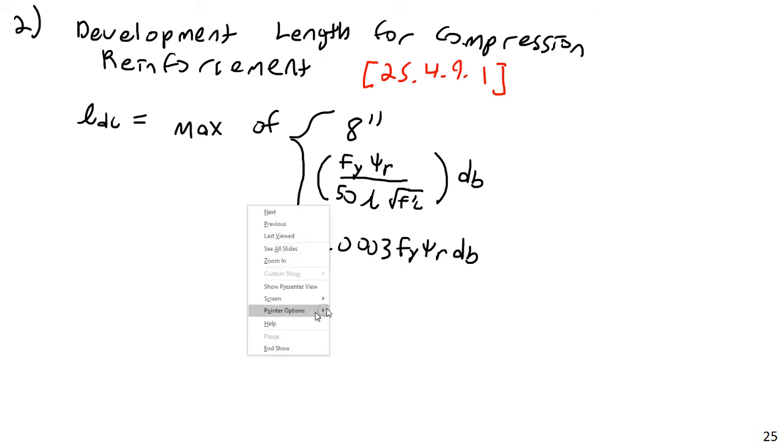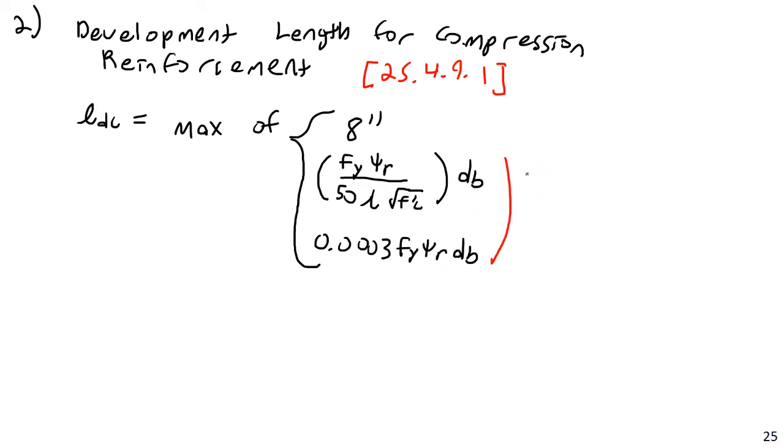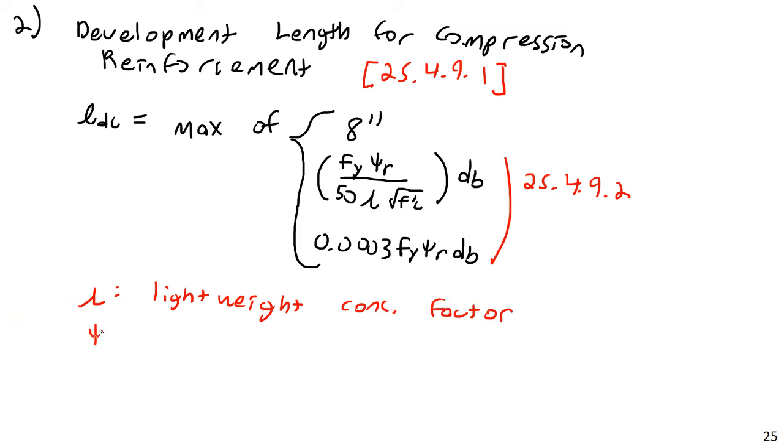These are found and discussed in section 25.4.9.2, where those calculations come from. You can read through that section. And of the two factors here, lambda is the same as we've always seen. That's the lightweight concrete factor. And psi r is the confining reinforcement factor.